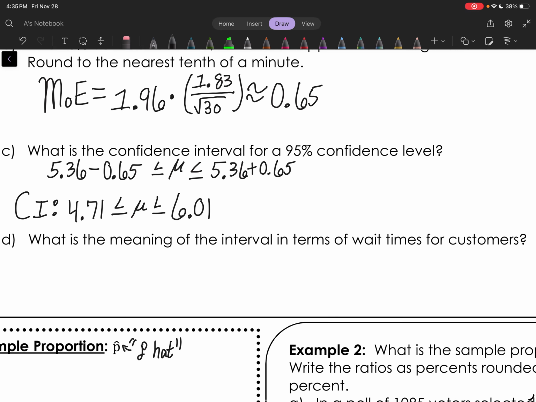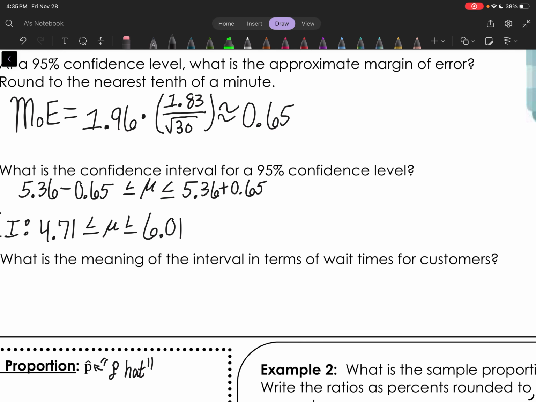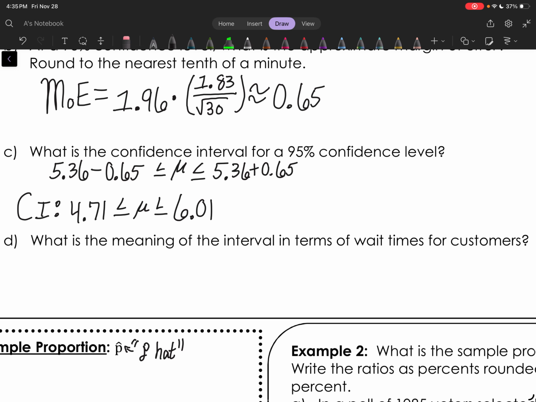What is the meaning of the interval in terms of wait times for our customers? What this tells us is, and I'm not writing this, so pay attention, or you could write it after I show you the answers later, that we are 95% certain that the average wait time for the entire population of people inside this grocery store in the express line is somewhere between 4.71 and 6.01 minutes.